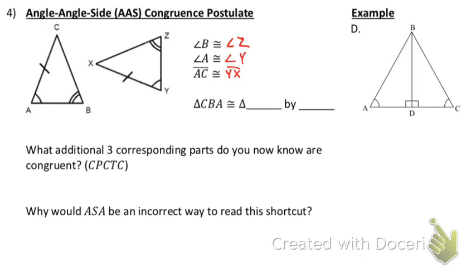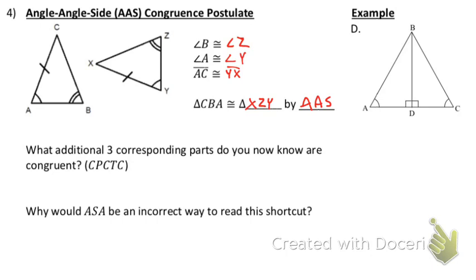So let's write that down. CBA is going to be congruent to, matching the parts, XZY. And this is by angle, angle, side. Okay? So looking at our example here, in the left triangle we have angle, angle, and we would need a side. Or we could start at this angle, angle, and get this side.